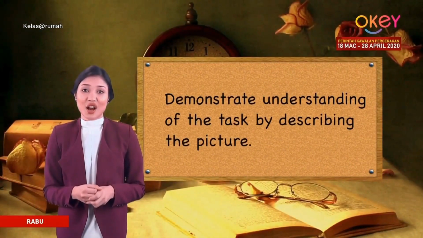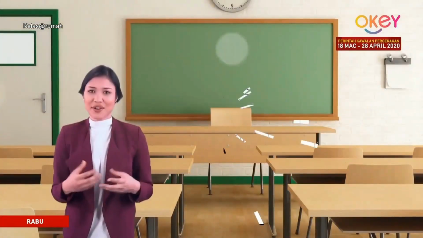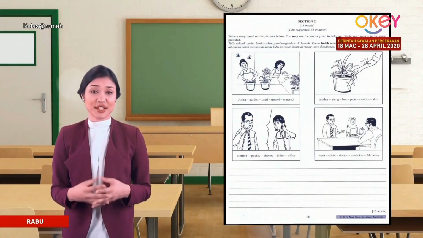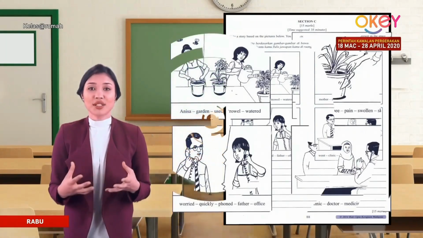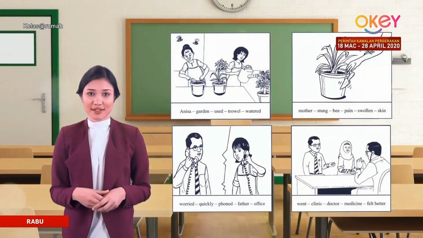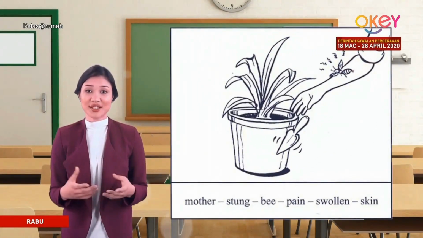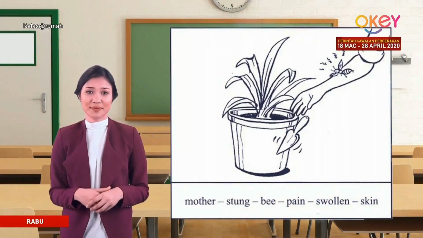Demonstrate understanding of the task by describing the picture. It is very important that you include details to describe the picture. The more descriptive you are, the better the readers can imagine what you are trying to express. For example, let's look at the second picture. What can you see and how can you describe the picture?